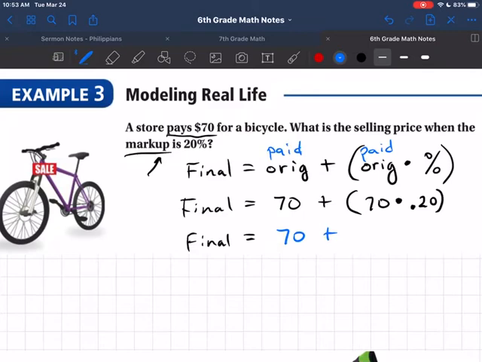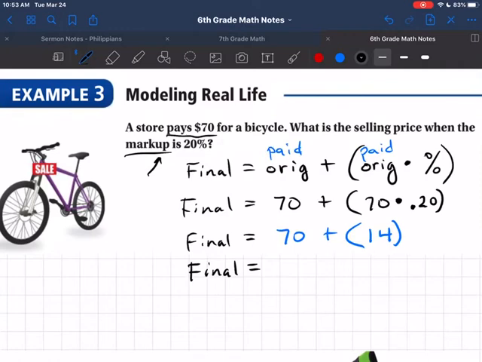70 plus 70, and I'm going to my calculator, times 0.20 equals 14. Okay, so 20% of 70 is 14. Okay, so 70 plus 14, calculator again, is 84. Well, hopefully you didn't need a calculator there, but I put mine in my calculator.